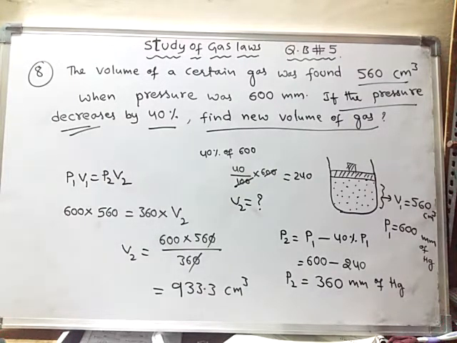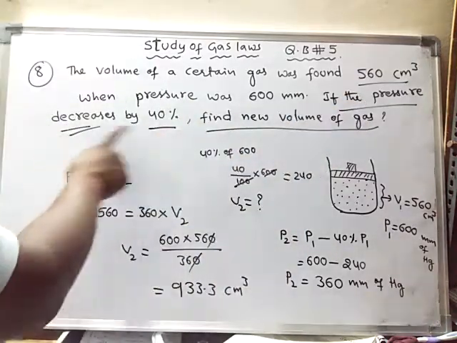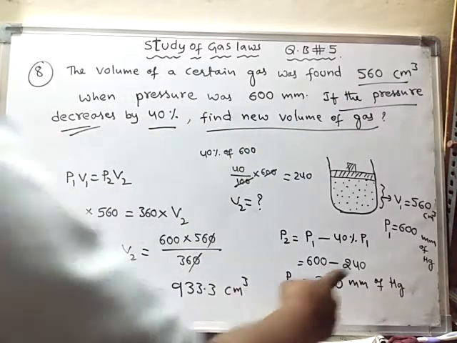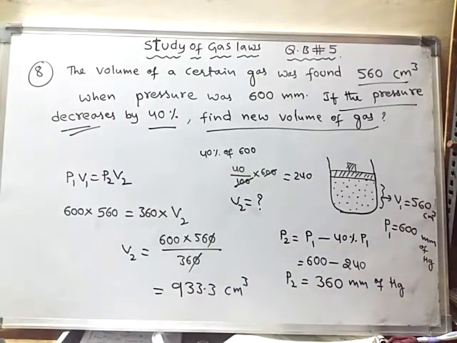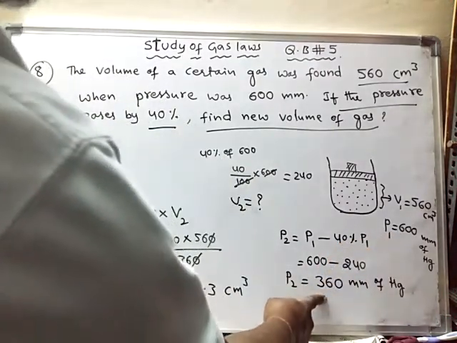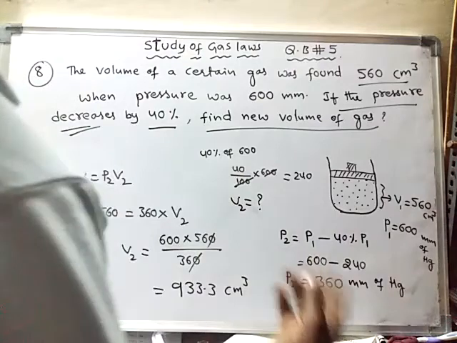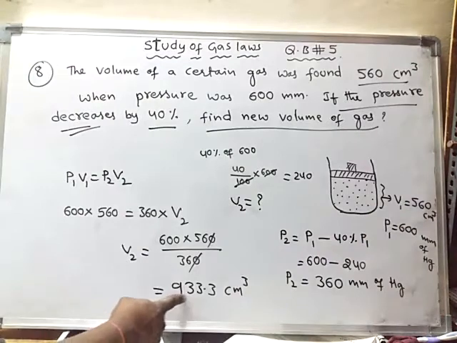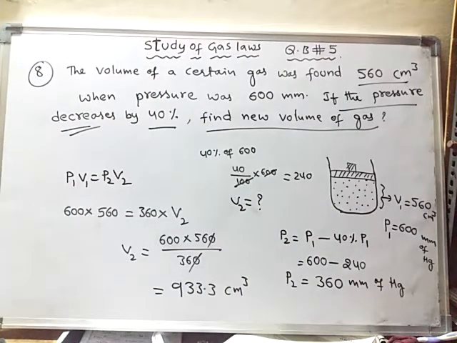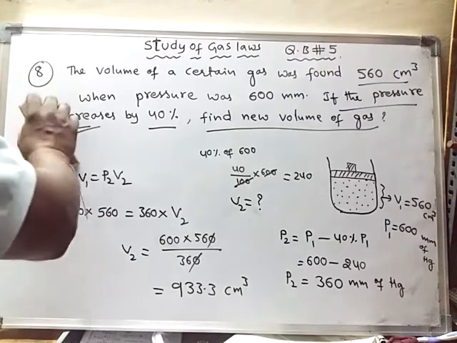Always remember that here the pressure is decreased by 40%. So initial pressure was 600 and final pressure was 360. When there is a decrease in the pressure, compulsorily there should be an increase in the volume. So the volume is increased from 560 to 933. Whenever the pressure is decreased, automatically the volume of the gas increases. So like this, the eighth question can be calculated.